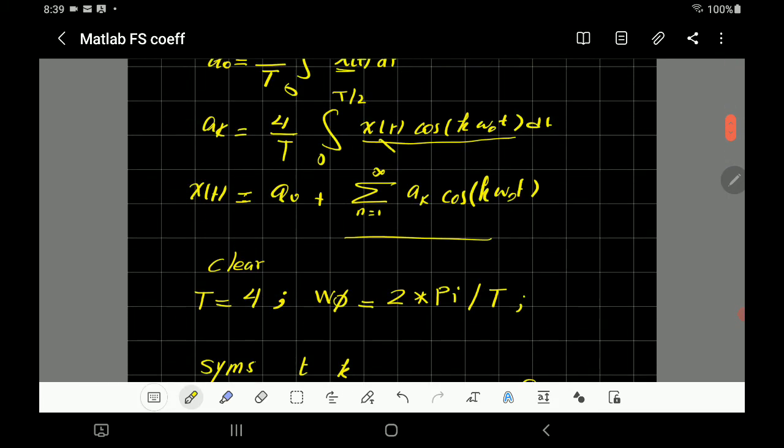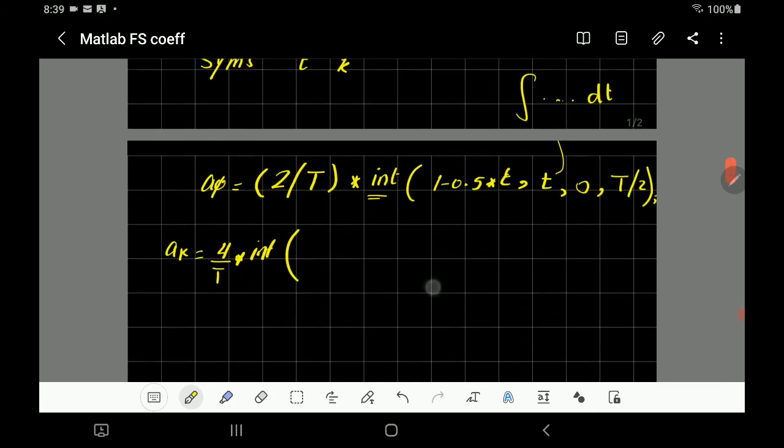But first you have to find what x of t is. x of t from 0 to T over 2 is the same thing, which is equal to, I will make it a bracket here because I'm going to multiply. That's x of t: 1 minus 0.5 times t. And then you have to multiply this by cosine k times omega naught, which is w0 when you type it, times t.